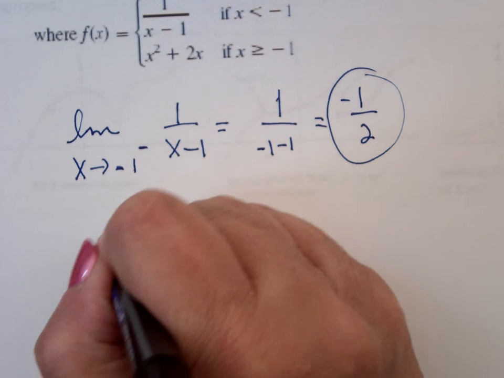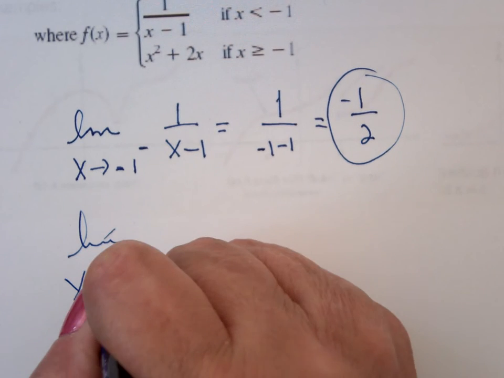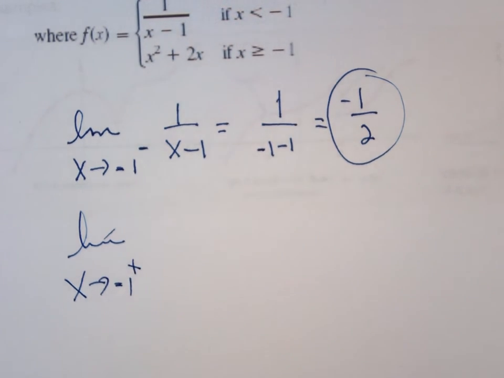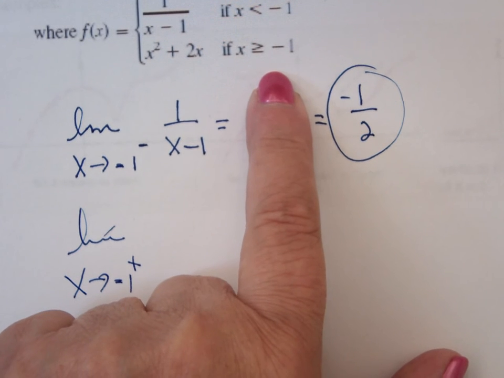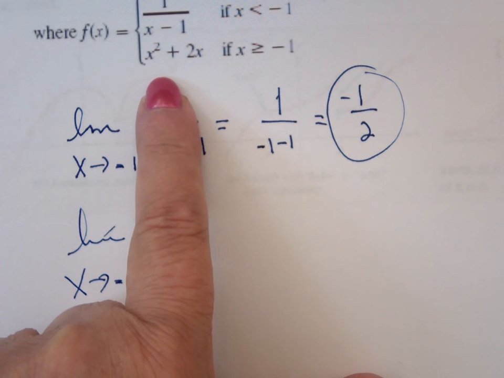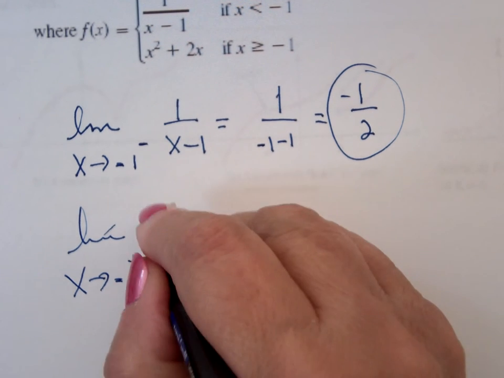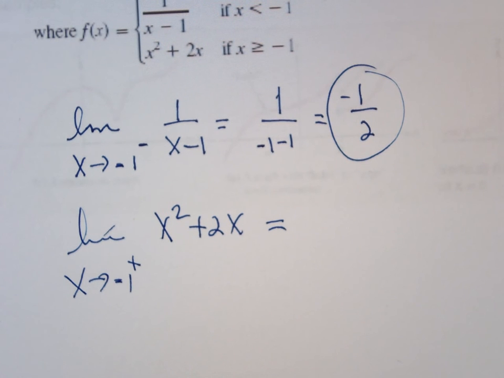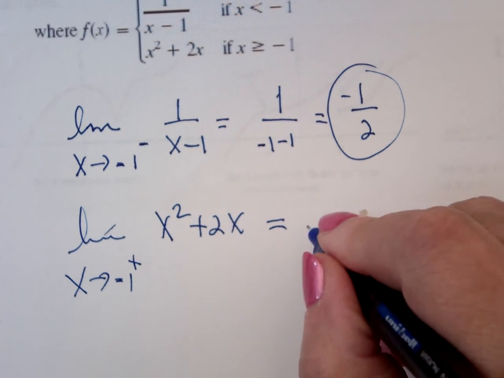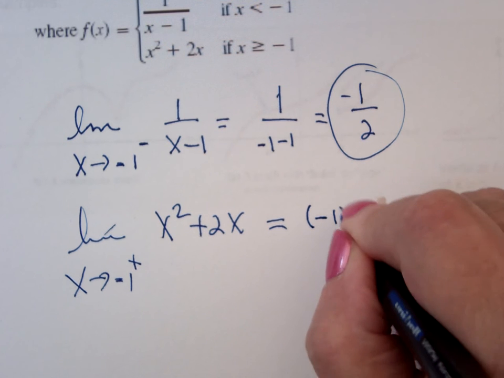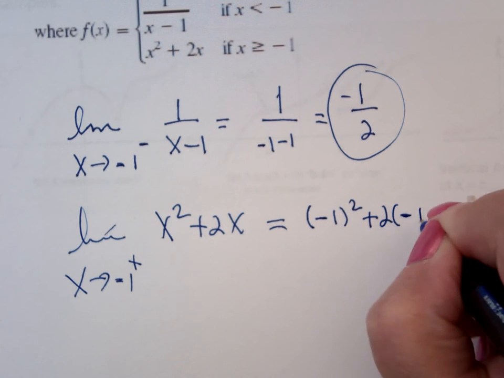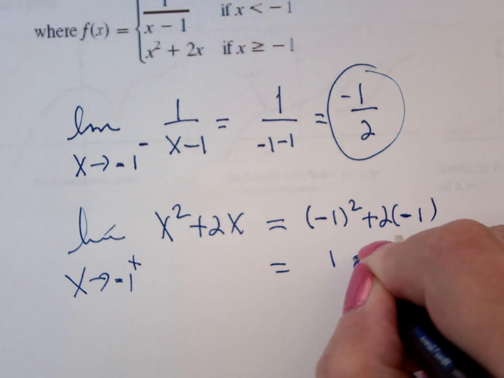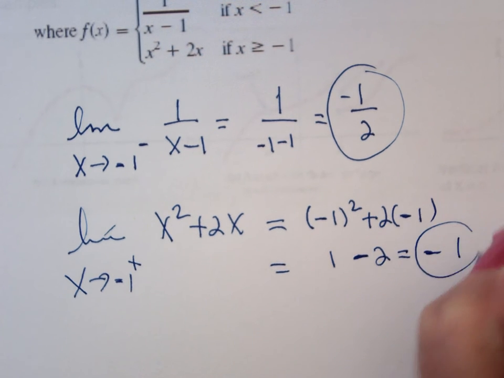And then if I'm looking at the limit as x approaches negative 1 from the right, now if I'm to the right of negative 1, it's going to be the second function, x squared plus 2x, because I'm interested in x values that are bigger than negative 1. Well, again, negative 1 doesn't cause a problem, so this is negative 1 squared plus 2 times negative 1, which is 1 minus 2, or negative 1. But that's what the graph looks like.